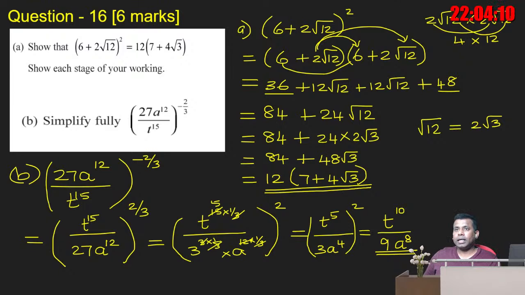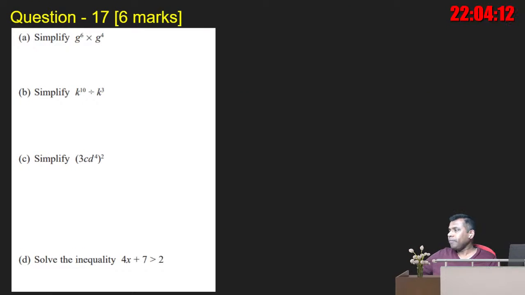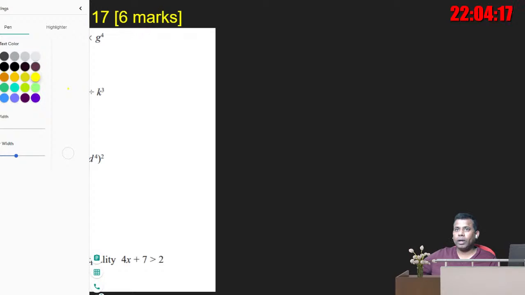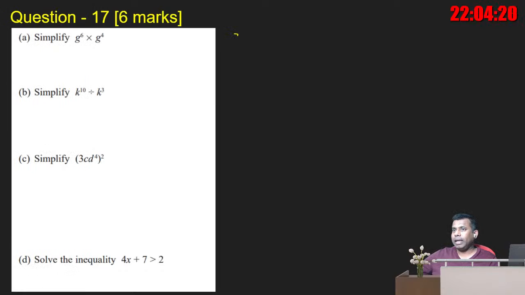Right, we are moving on to the next question, question number 17. It's an easy power question. g to the power 6 times g to the power 4. It's the same base, right? Same base, so powers need to be added together: g to the power 10. So when the bases are the same and you are multiplying, the powers are added together.